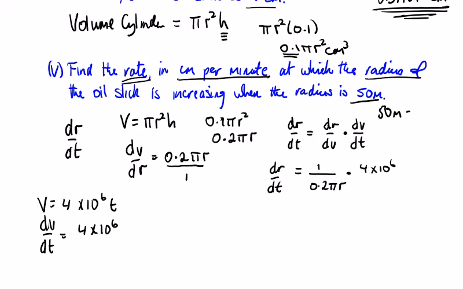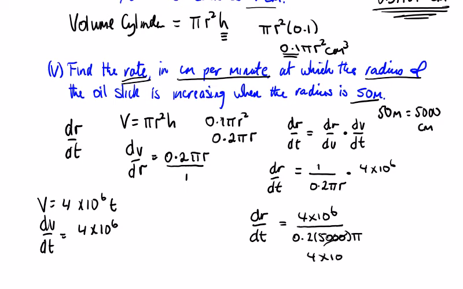Now be careful here, 50 meters is equal to, we have to multiply by 100, it's 5,000 centimeters. So dr/dt when the radius is 5,000 centimeters is going to be 4 by 10 to the power of 6 divided by 0.2, not 0.5, 0.2 by 5,000 by pi. So what can I do here? By 4 by 10 to the power of 6 on top, I can cancel 3 of those. That's going to give me 4 by 10 to the power of 3, and that's going to be over 5. 0.2 is 1, so that's just over pi. So actually that tidies up nice and quickly.